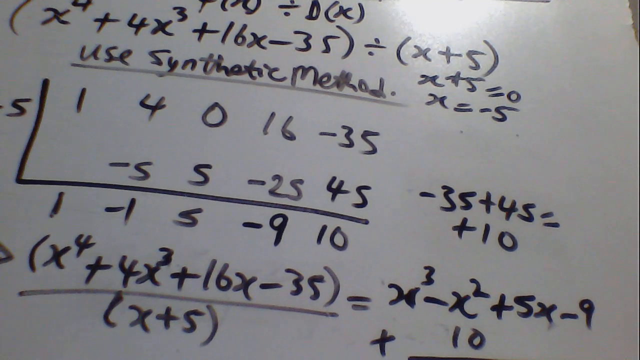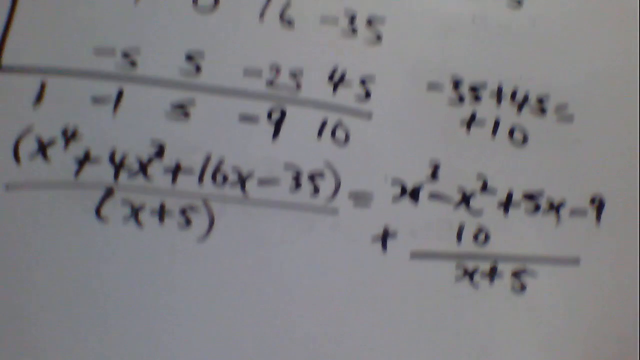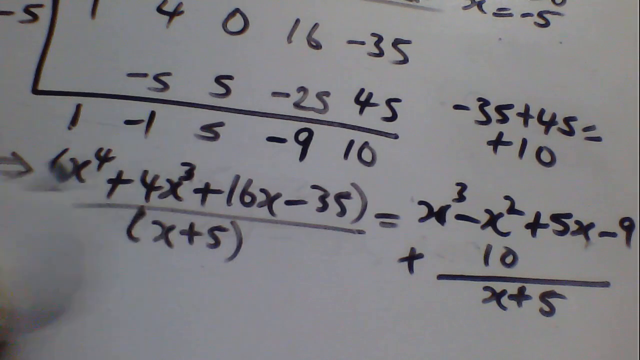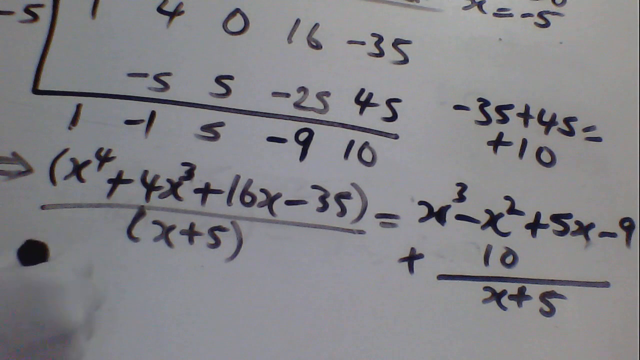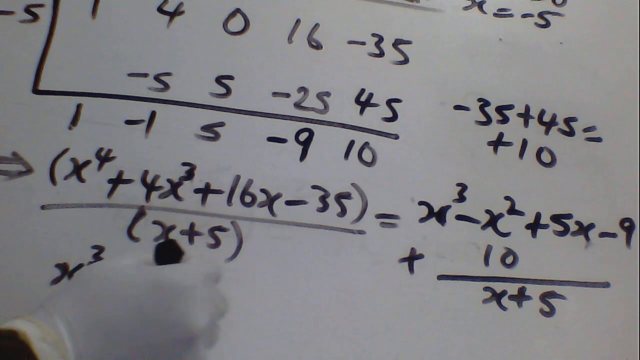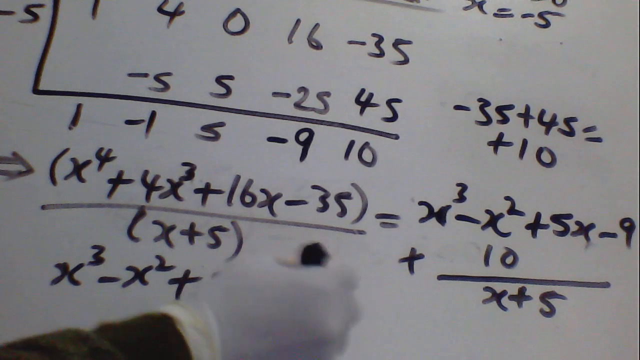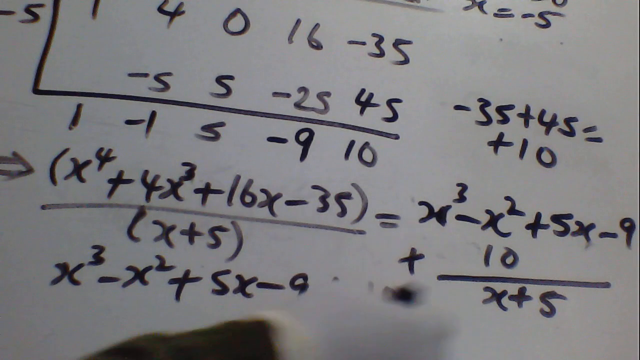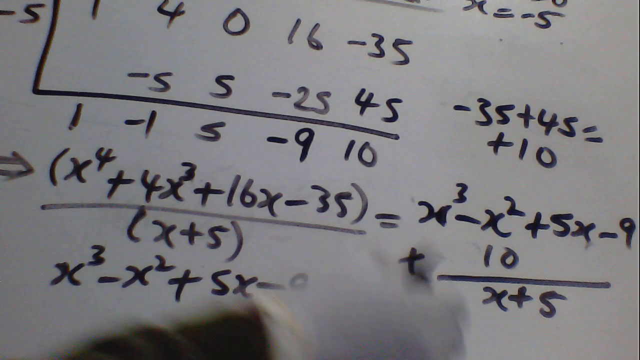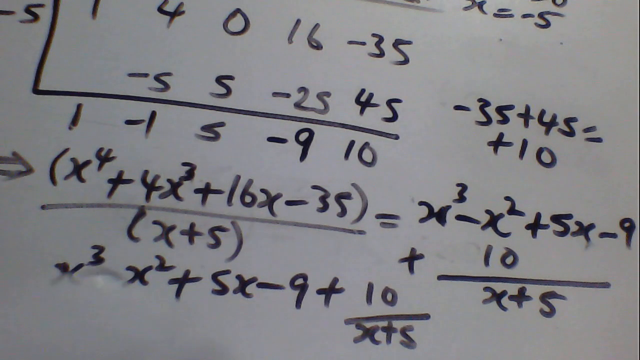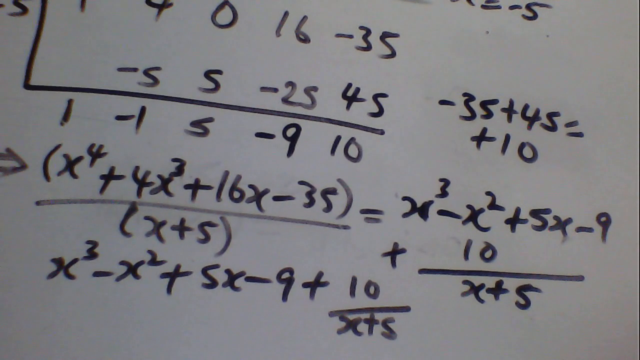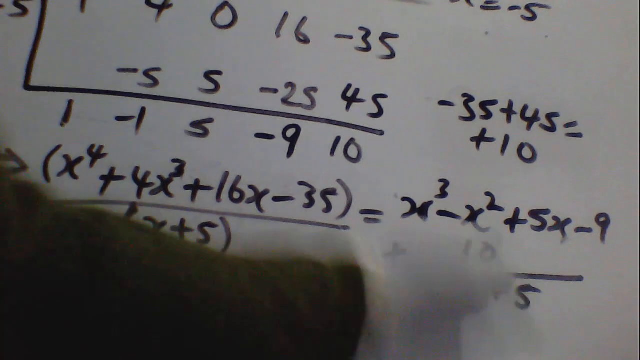Or you can write it below here so you can know that it is not just a divisor of all of this. So let's write it here. This value here is equal to s raised to power 3 minus s squared plus 5s minus 9 plus what? 10 divided by s plus 5. So that is it. So that is the answer.